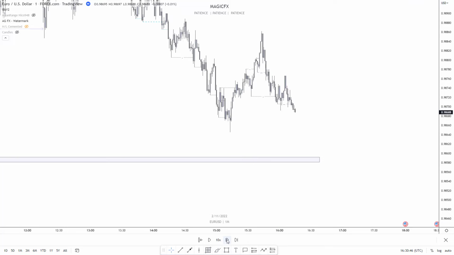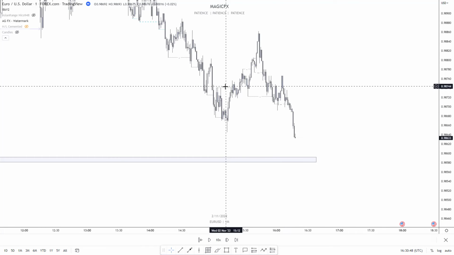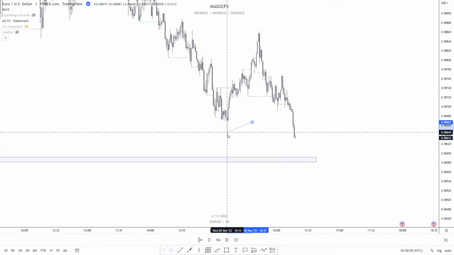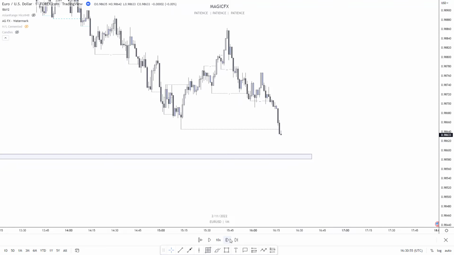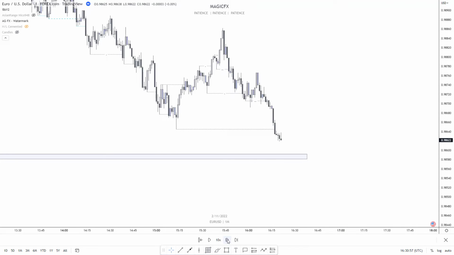So does price come down? Well, it certainly breaks this low over here. Look at that, broken right through, and pushes down.